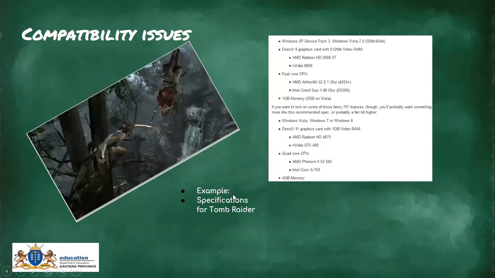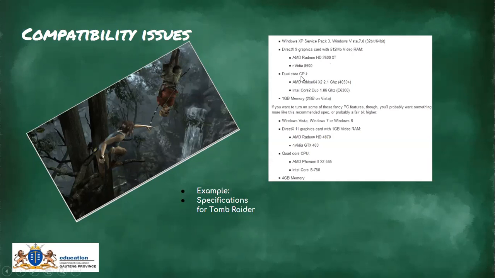Let's check examples of the specification for Tomb Raider. This is a game. When you buy this game, as software, it can support Windows XP Service Pack 3, Windows Vista, 7 and 8, of 32 or 64-bit. It needs a DirectX 9 graphics card. If you don't have that graphics card, then the game cannot play nicely. A card with 512 megabytes of video RAM, AMD Radeon HD, NVIDIA. So you need all these kinds of graphics.